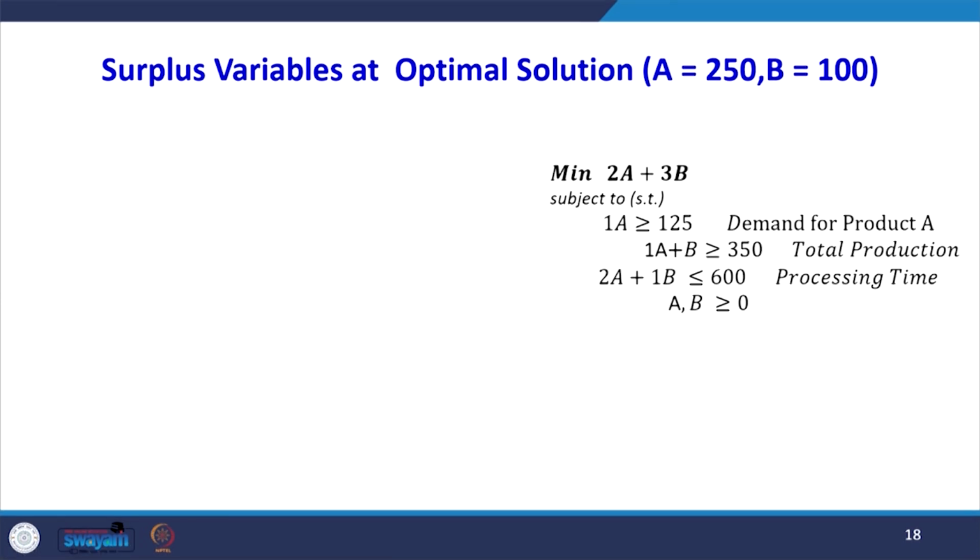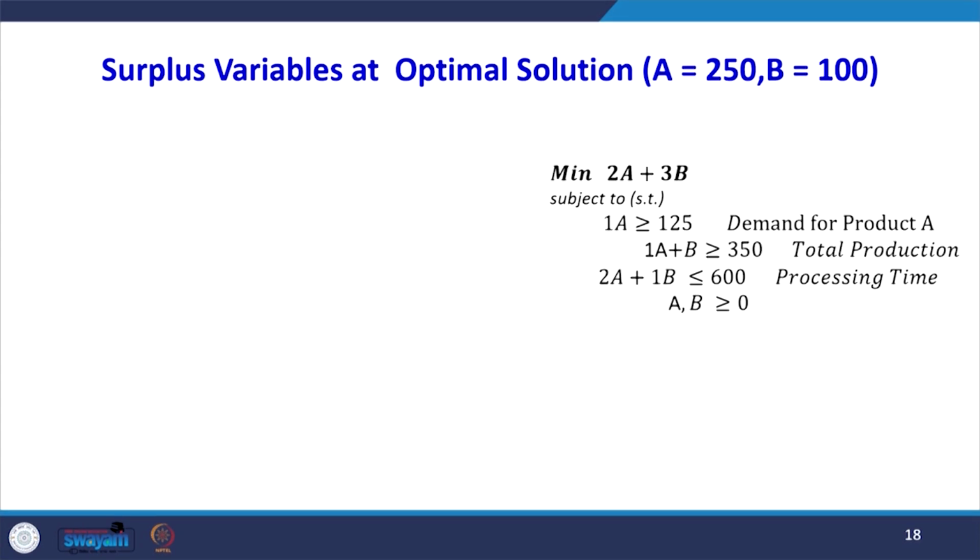Next we will discuss another important term called surplus variable. At the optimal solution, A equals 250, B equals 100. This is our given problem: minimize 2A plus 3B, subject to 1A greater than or equal to 125, A plus B greater than or equal to 350, and 2A plus 1B less than or equal to 600. In the previous lecture we have seen the slack variable. What is the meaning of slack variable?